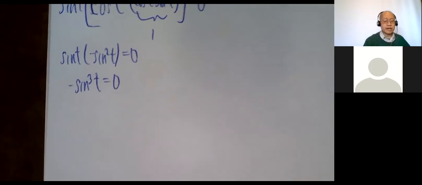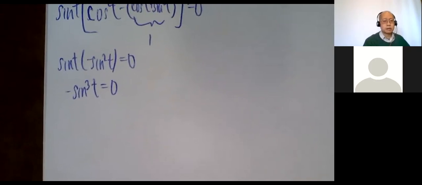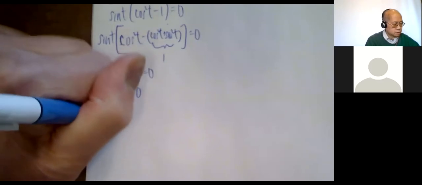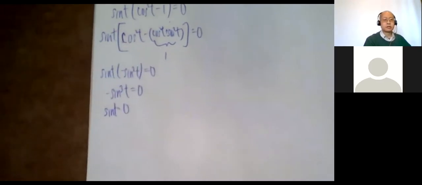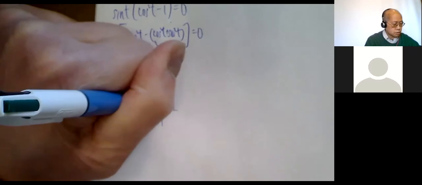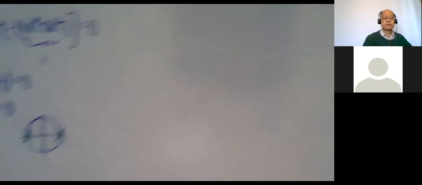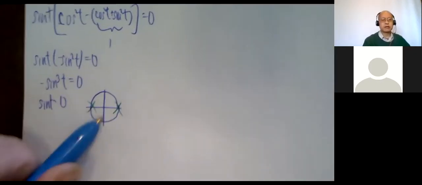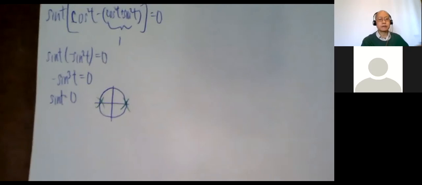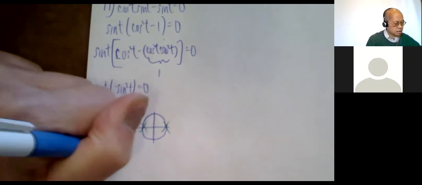All right, and when does that happen? Well, that happens when sine of t is 0. Right, so sine of t is 0. Y coordinate is 0. So where do I have a y coordinate of 0? Here and here. 0, pi, 2 pi, 3 pi. So it's basically multiples of pi. So t is equal to k pi, where k is an integer. That's what I want for that one.